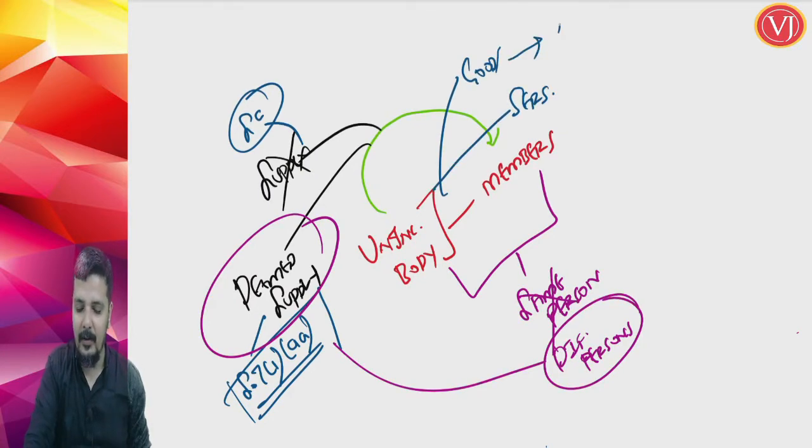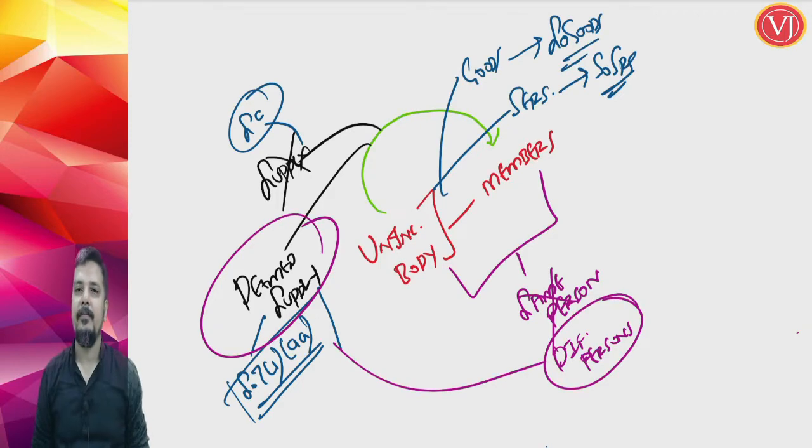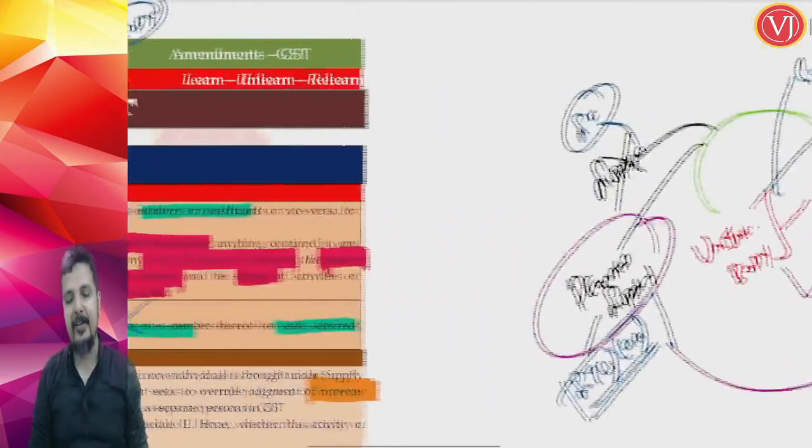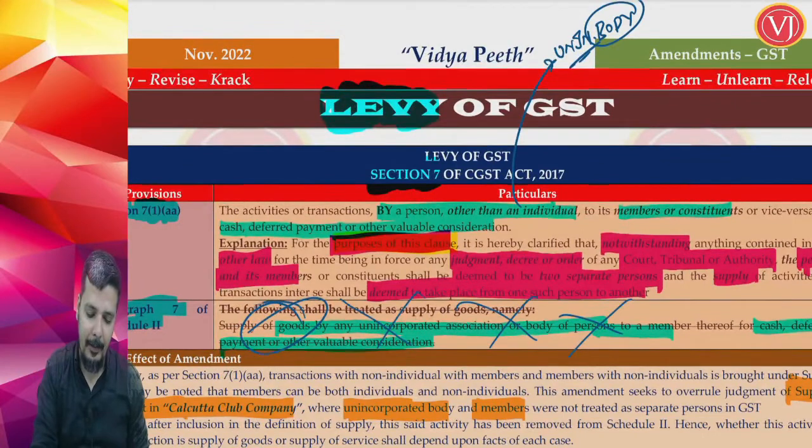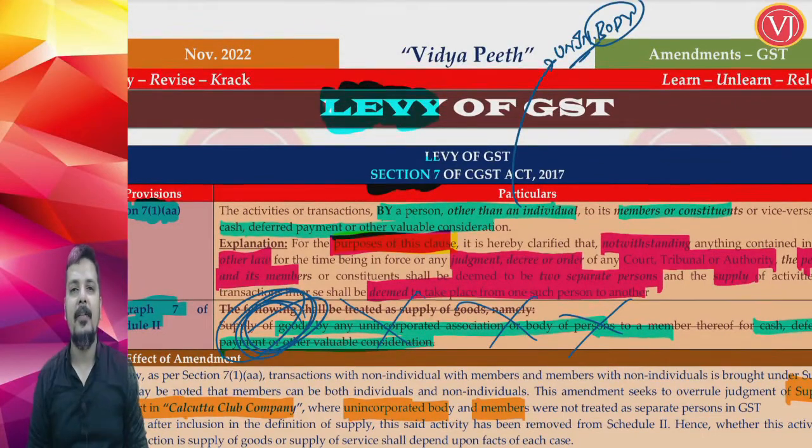If it is that of goods, it will be treated as supply of goods. If it is that of services, it will be treated as supply of services. Right? If that supply between an unincorporated body and members is that of goods, then it will be treated as supply of goods. If the supply between an unincorporated body and the members is that of services, then it will be treated as supply of services. Unnecessarily, this para 7 of Schedule 2 was focusing only on the supply of goods portion. It was not focusing on supply of services. So this was creating a confusion.